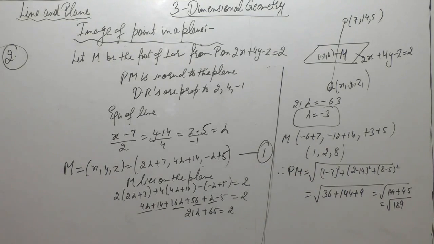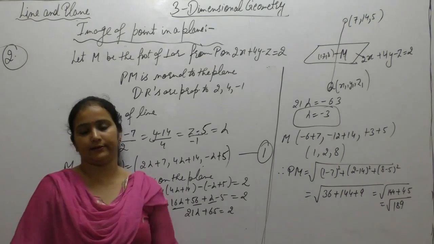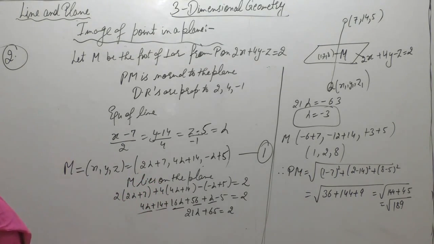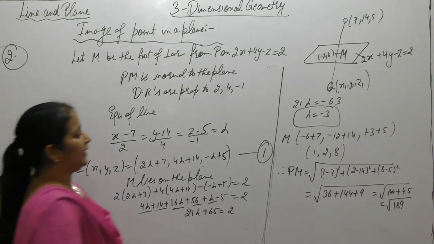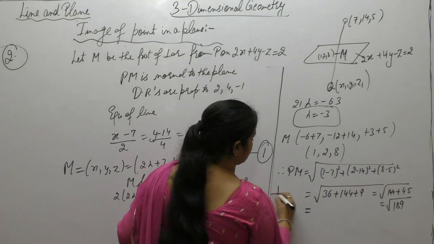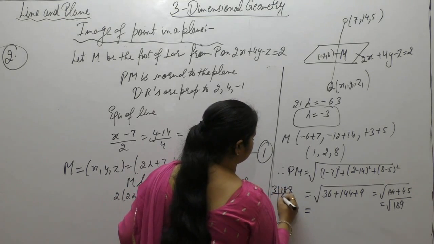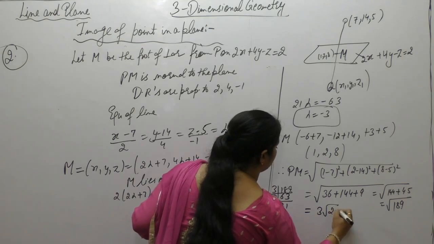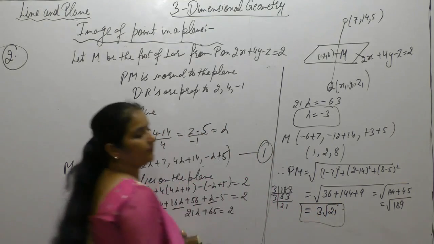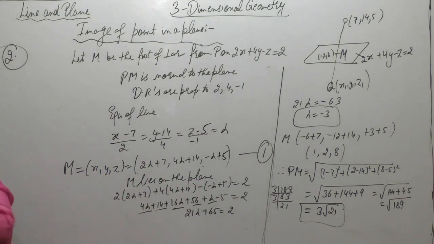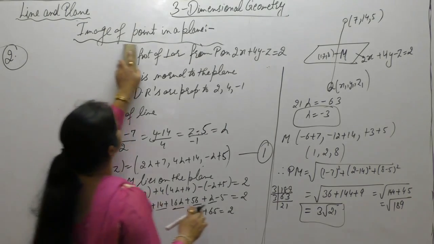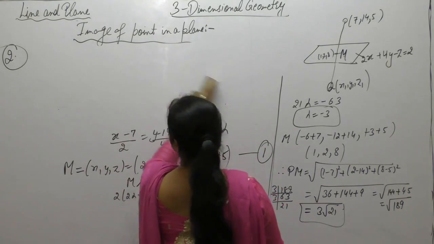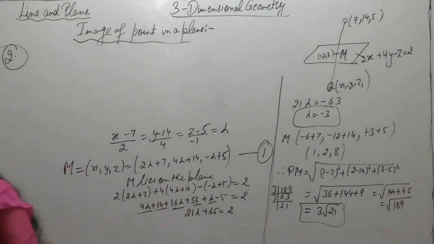So what we get? Square root of 189. So length of perpendicular is, we can factorize 189. So we can write it as 3 root 21. After that, we have found the length.